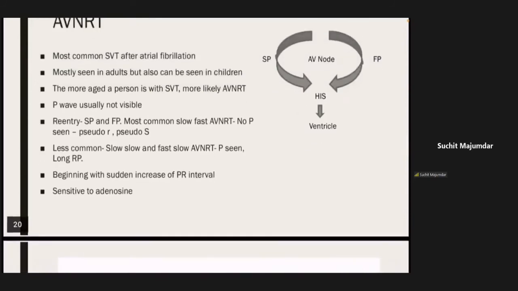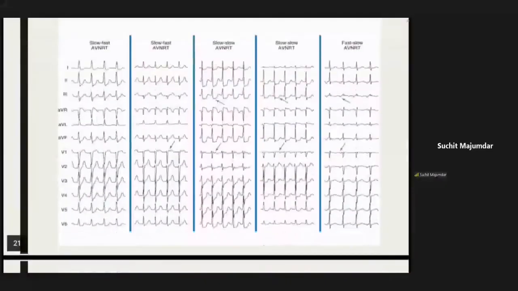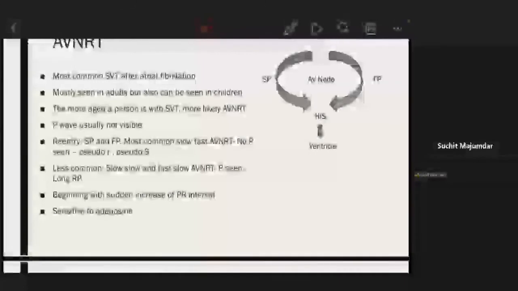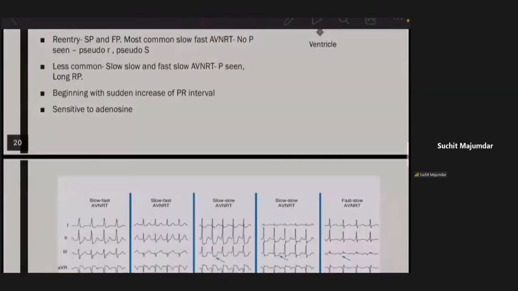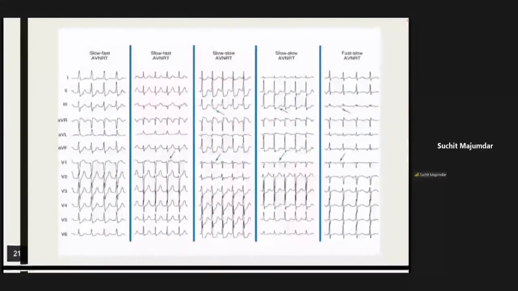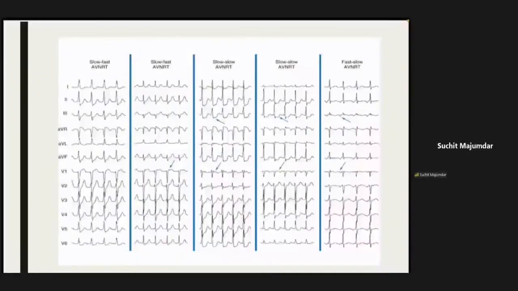Also, you can suspect AVNRT from the ECG whenever the tachycardia begins with a sudden increase of the PR interval at the beginning of tachycardia. It indicates the tachycardia jumping from the fast to the slow pathway, and more likely it is an AVNRT. It is sensitive to adenosine. The slow-fast AVNRT, pseudo S and pseudo R, I have already discussed and am not going into detail of that.